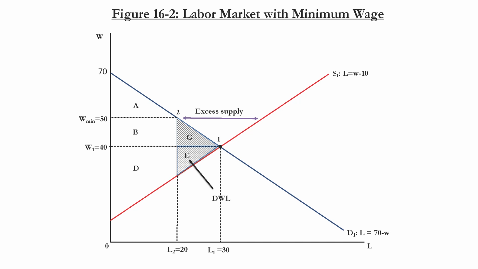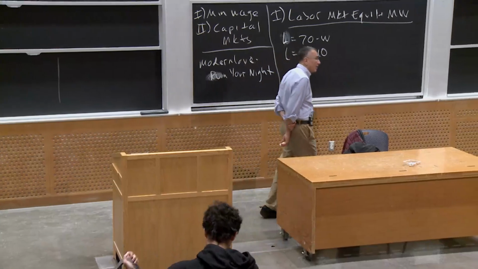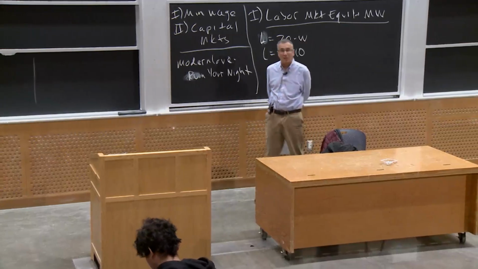With the minimum wage, we've now transferred the area B from firms to workers. So the firm surplus, the demander surplus, has fallen all the way to A. So we've transferred the area B, but we've created in doing so a deadweight loss of C plus E. Standard kind of welfare analysis we've done several times before now.